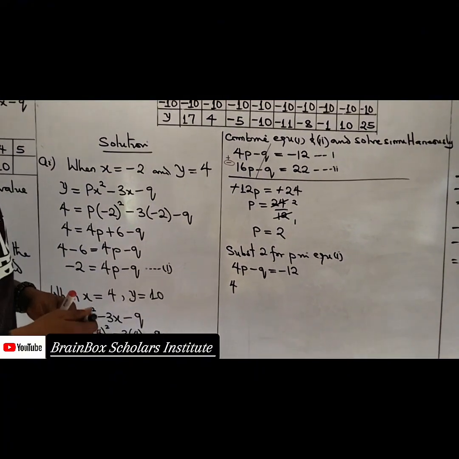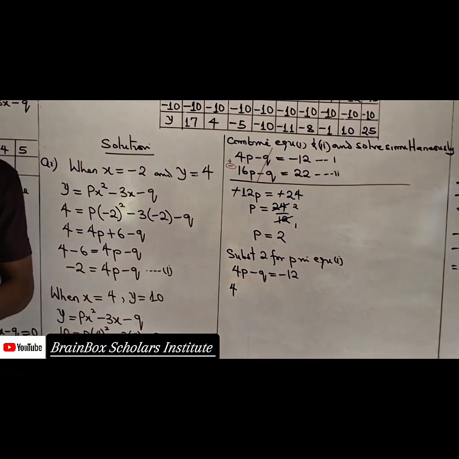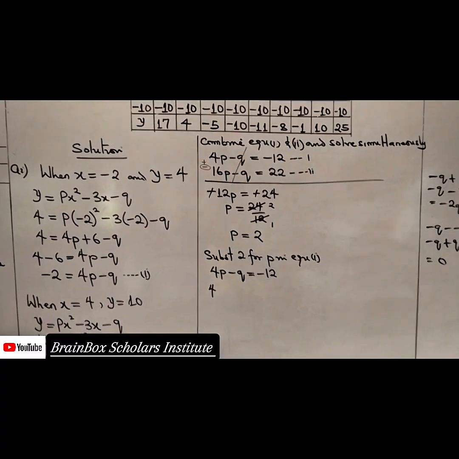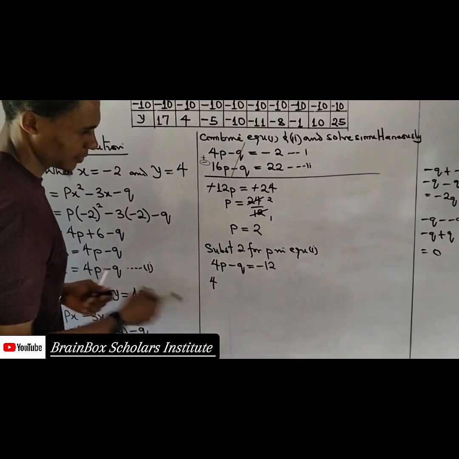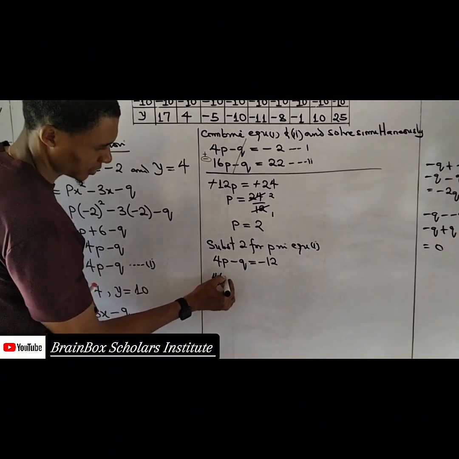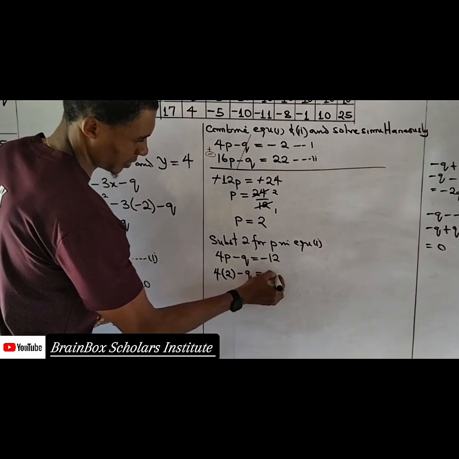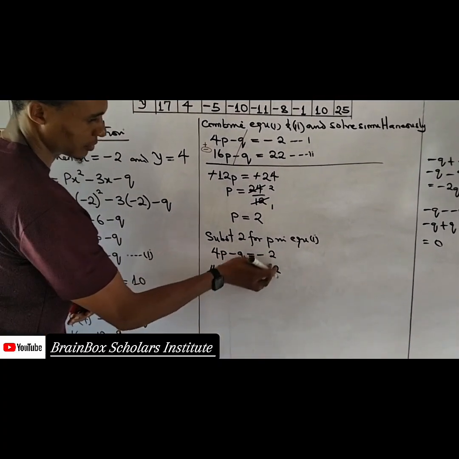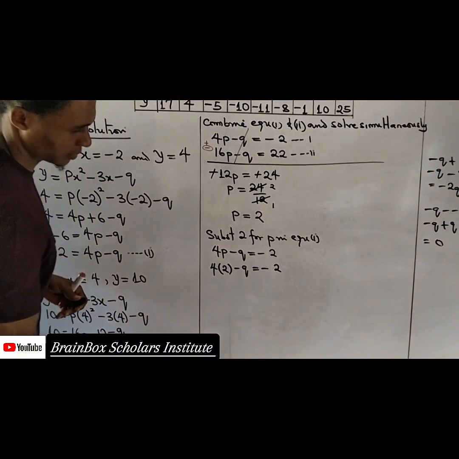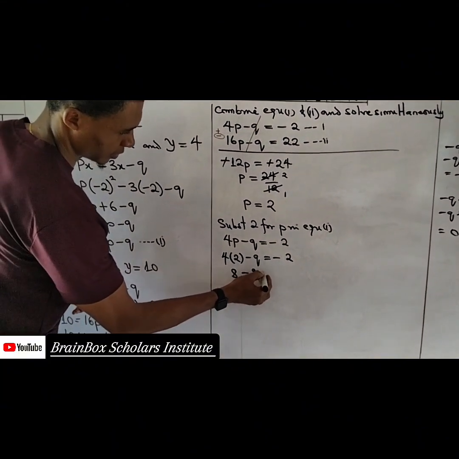From the beginning, where is minus 2? Alright. Now the value of P here is 2. 2 minus Q is equal to minus 2, right? Yes, okay, minus 2. Corrected. So here it gives me 8 minus Q is equal to minus 2.